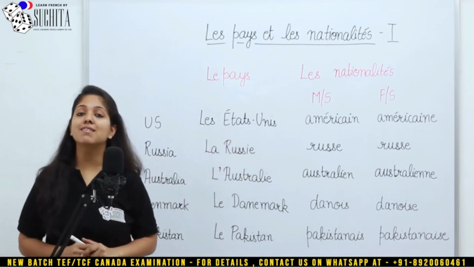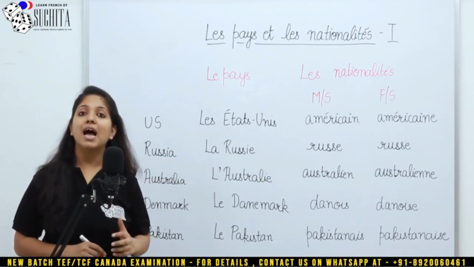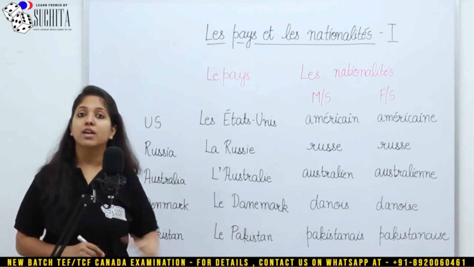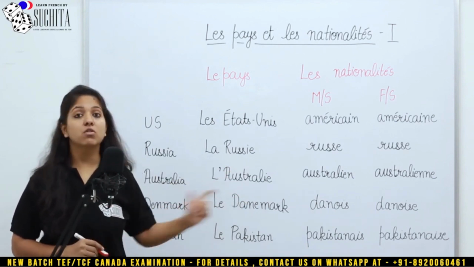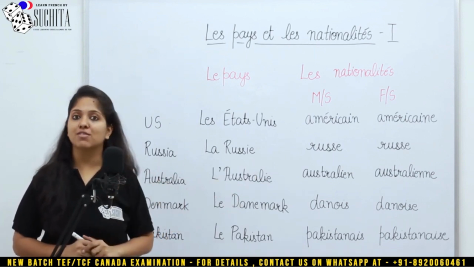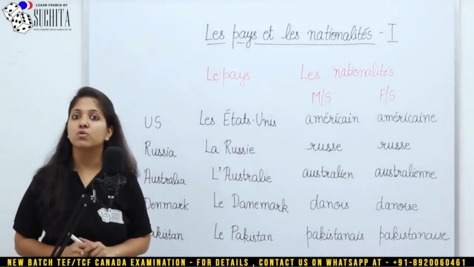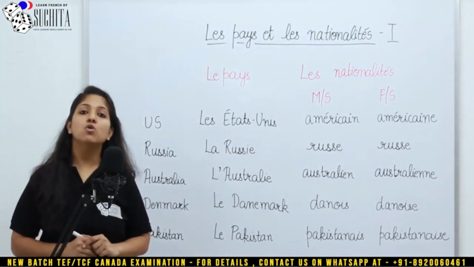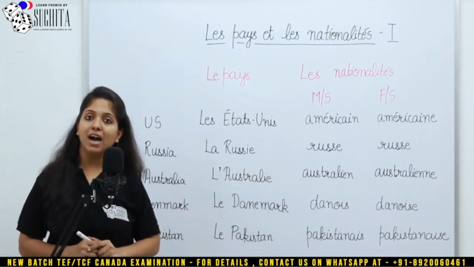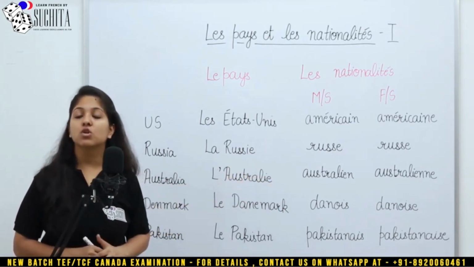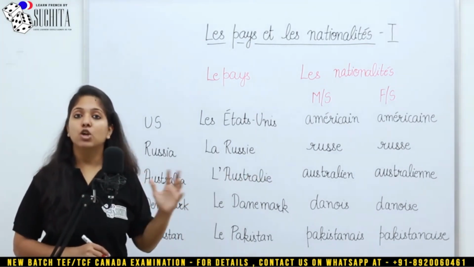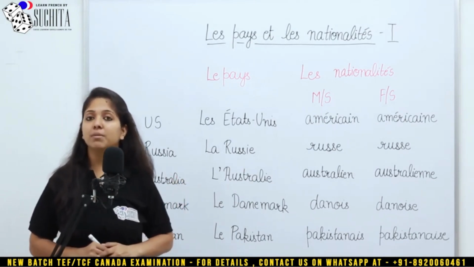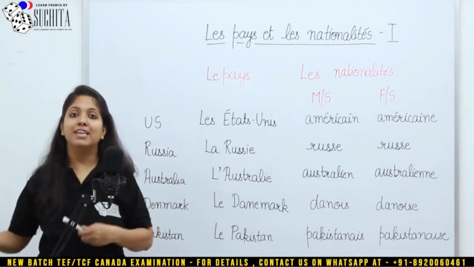Next one, Russia, that is la Russie. The nationality is Russe. Now, if you see, Russe is already ending with E. So in order to make it feminine, you will not apply any extra E. So Russe and Russe. The next one, Australia, which is l'Australie. Australien, Australienne. Now, if you see, Australien is ending with EN. So in order to make it feminine, we will apply ENNE. So Australien, Australienne.